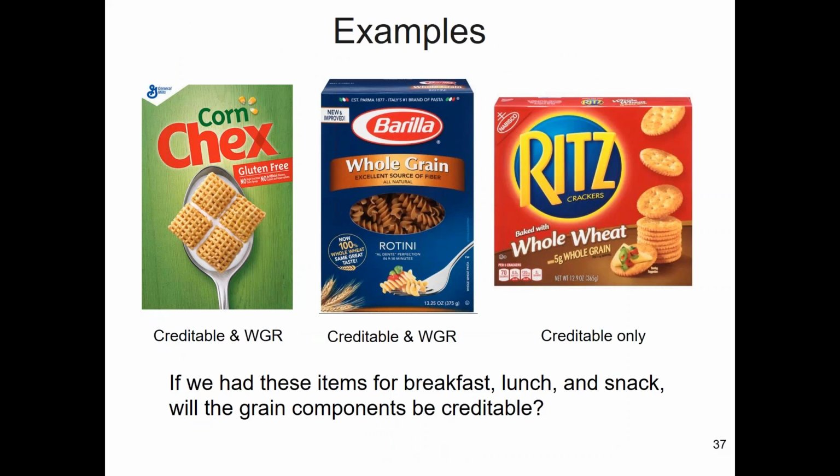Here are our 3 final examples. Both Corn Chex and the pasta are creditable and whole grain rich, while the Ritz crackers are only creditable. We will not serve the Lucky Charms. If we serve these 3 items for breakfast, lunch, and snack as the grain components for each meal, would all of the meals and snacks be creditable for the grain component? And the answer would be yes. This is because you have 2 whole grain rich products and the third item is creditable. You only need to have 1 whole grain rich item per day, although having more is always a best practice.